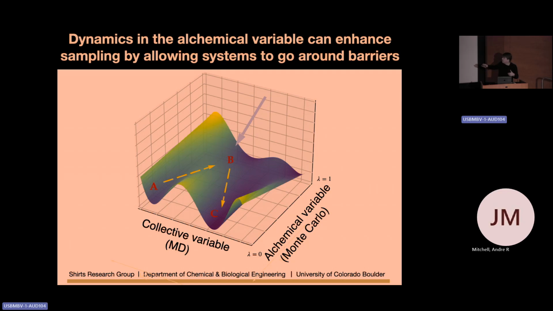But very frequently, if you go along the alchemical variable, you'll discover that that barrier disappears. And you can go back, and if you can sample both in the alchemical variable and in your configurations, you can go back and forth quite easily.